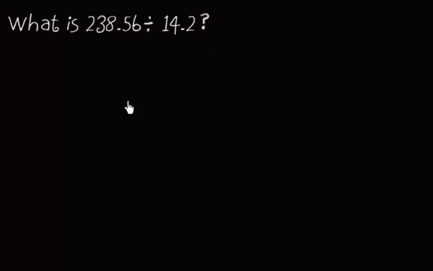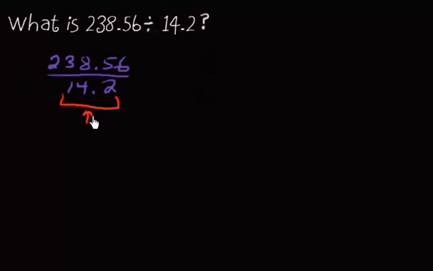Hello, in this video we're going to be doing long division, but instead of long division of whole numbers, it's going to be long division with decimals. Okay, so what we're going to do first is I'm just going to write it out like this, just in case you're not seeing what's happening. So we got 238.56, and we're dividing that by 14.2. Now when you're doing long division of whole numbers, we do not want this number down here to be a decimal. Okay, we need it to be a whole number.